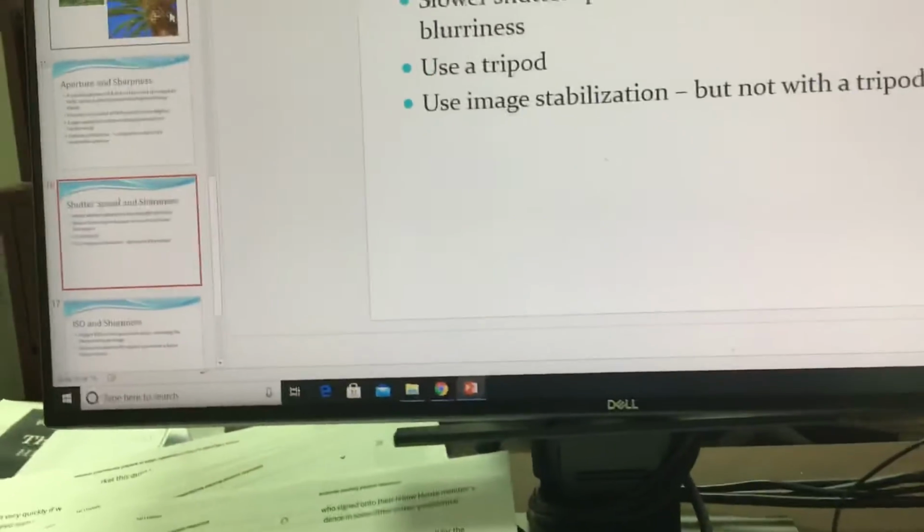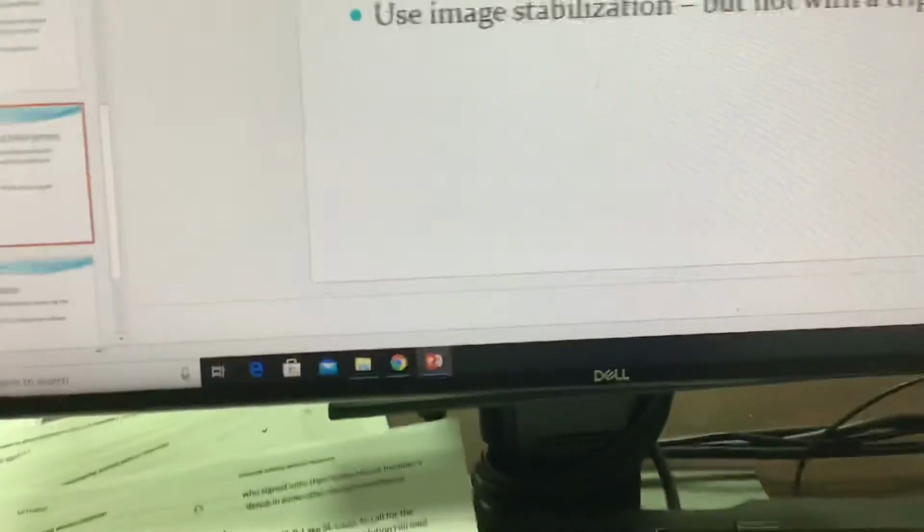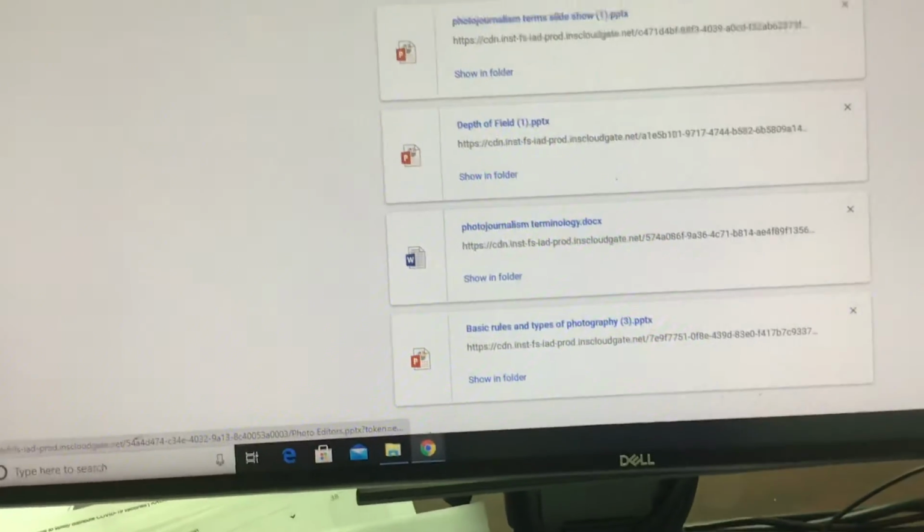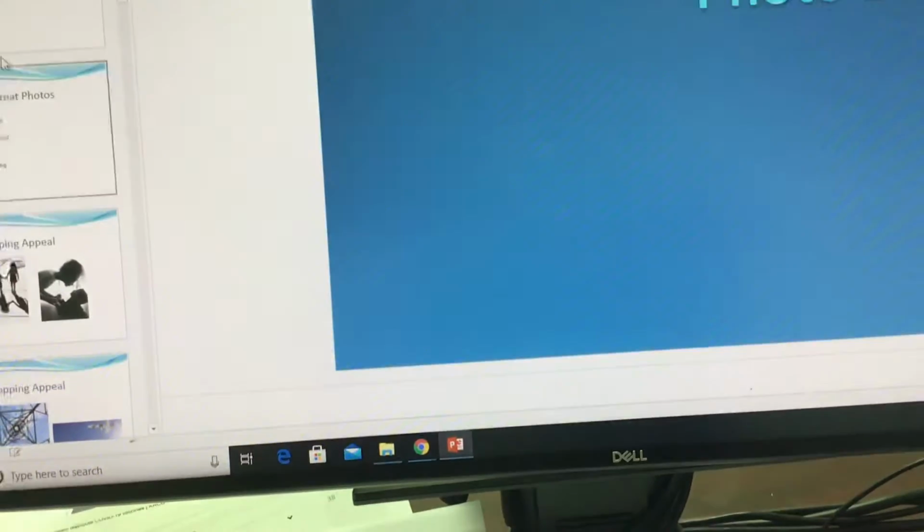All right. So now we are going to go on to photo editors, also found on Canvas. This is a short section.